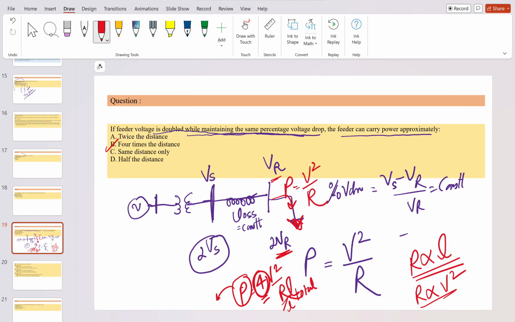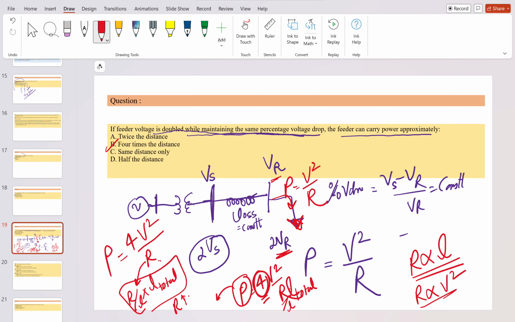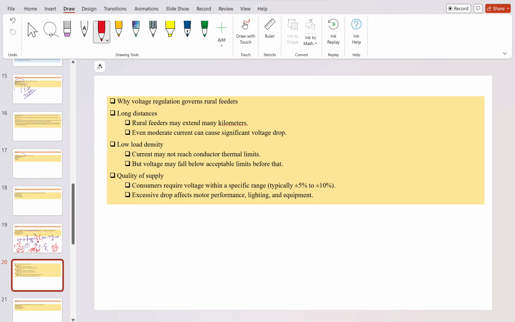Let me explain again. Power will become 4V square by R. R is usually the R per unit length, multiplied by L total. So when the length increases, the resistance will also increase. So the power capability becomes four times by the distance. I have explained it here, so you can see why it actually matters.